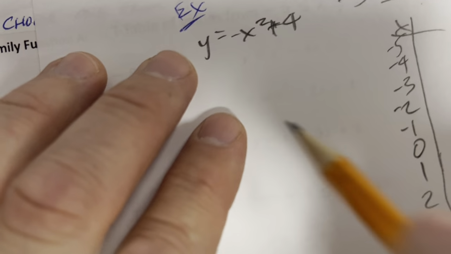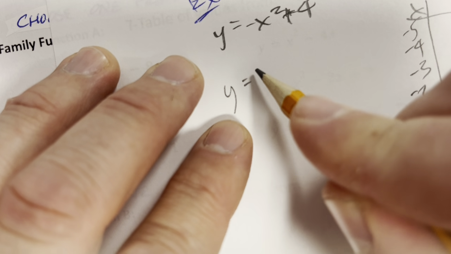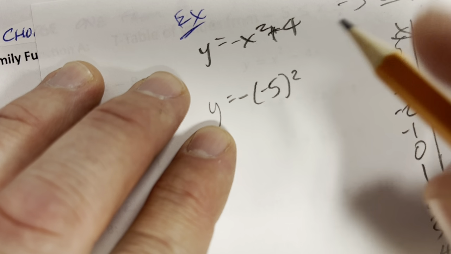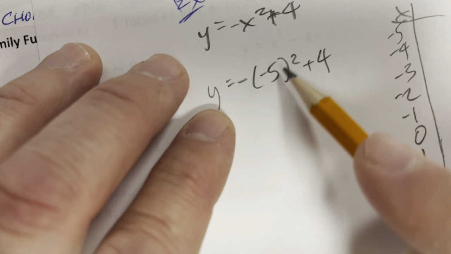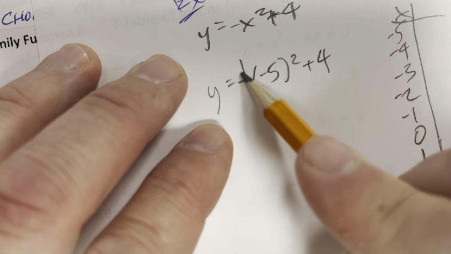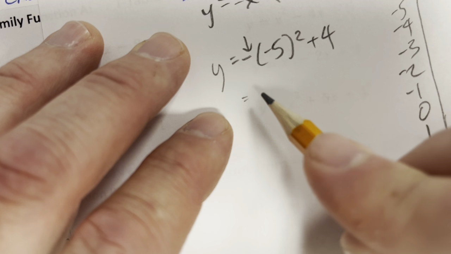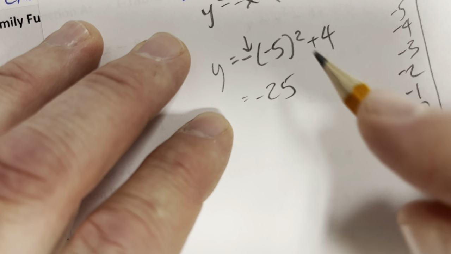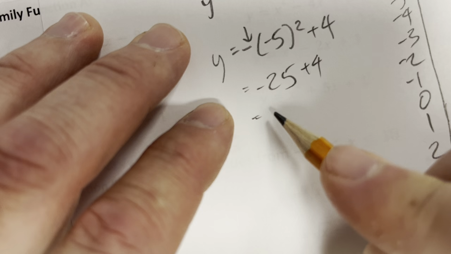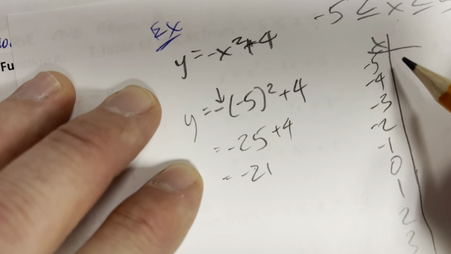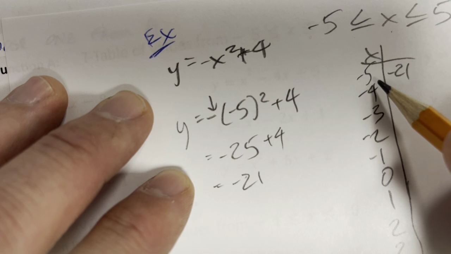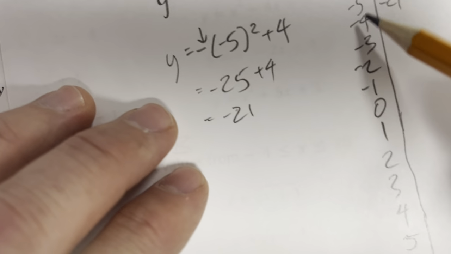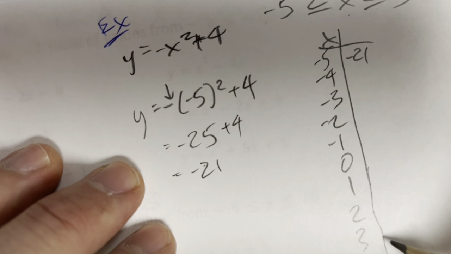I'll just do a couple of these. So I'm going to have y equals negative, and I'm going to start with negative 5 squared plus 4. Negative 5 squared is positive 25. And then I've got this negative that's still hanging out here, so I've got negative 25. Positive 25 times negative is negative 25, plus 4. Negative 25 plus 4 is negative 21. So when x is negative 5, y is negative 21. And I'm just going to keep going down through all of these and find all my y values.